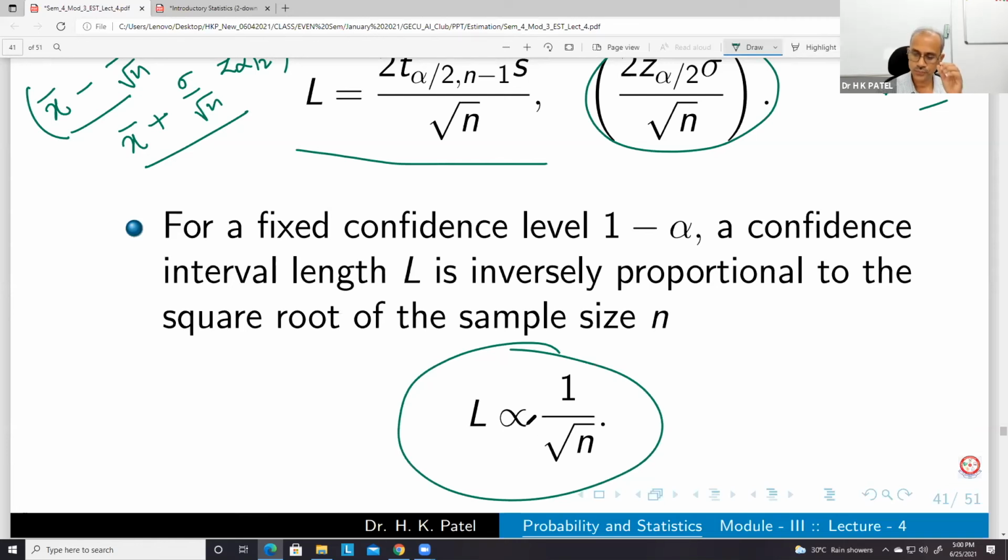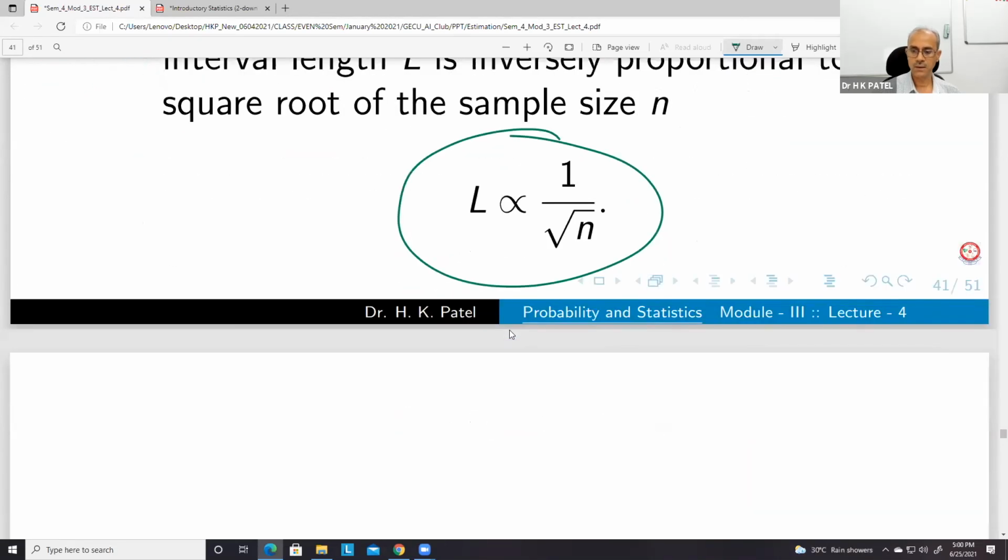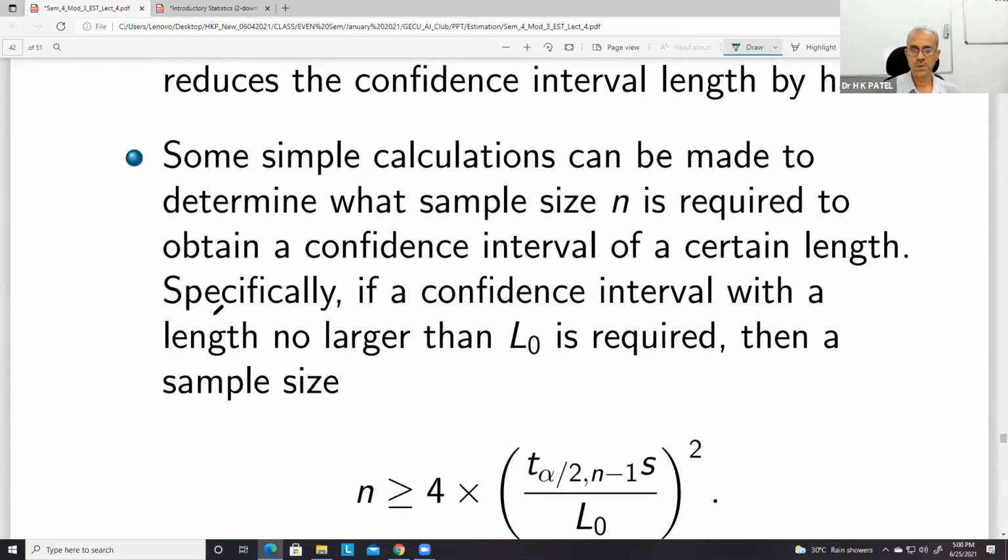So from this you can see that if we increase the sample size, then the length of the interval is going to decrease. So we can obtain a confidence interval of a certain length.